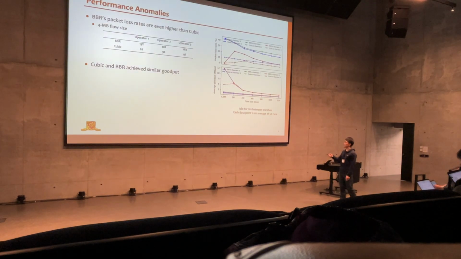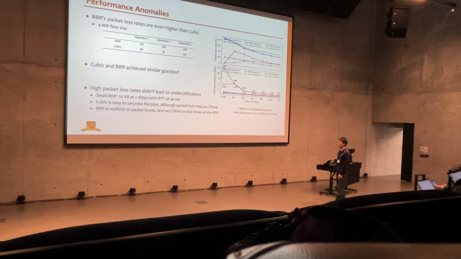And we can find that BBR and Cubic can achieve a similar goodput, except for the 0.5 megabyte flow size. Because the 0.5 megabyte flow size is smaller than the token bucket size of operator 1, it is not subject to rate limiting at all. We can find that although we have the high packet loss, we don't suffer from bandwidth underutilization.